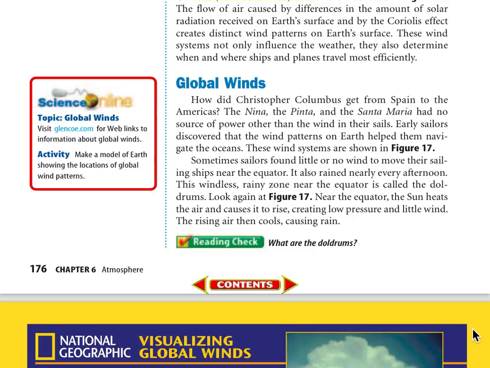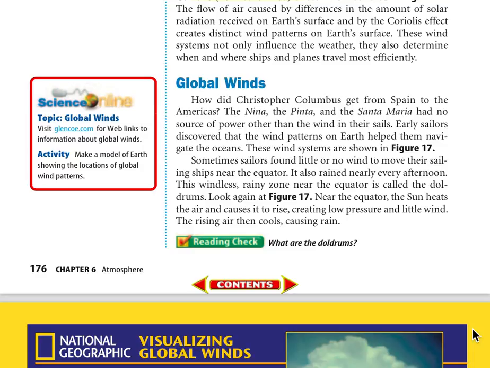Global winds. How did Christopher Columbus get from Spain to the Americas? The Nina, the Pinta, and the Santa Maria had no source of power other than the wind in their sails. Early sailors discovered that the wind patterns on Earth helped them navigate the oceans. These wind systems are shown in Figure 17.